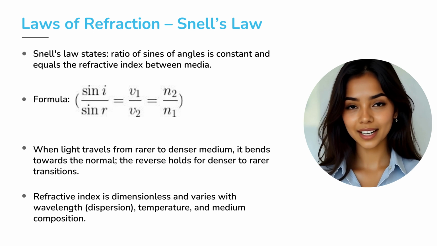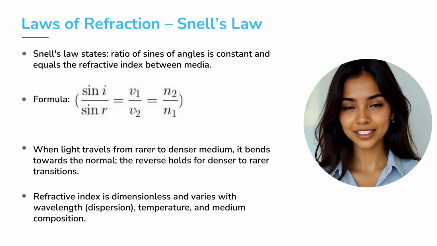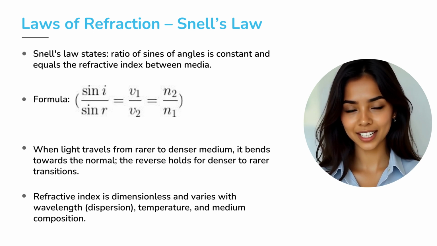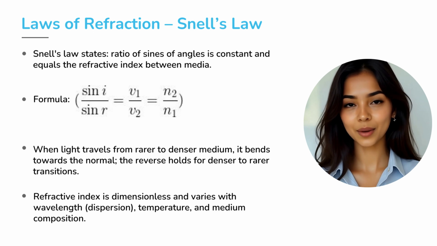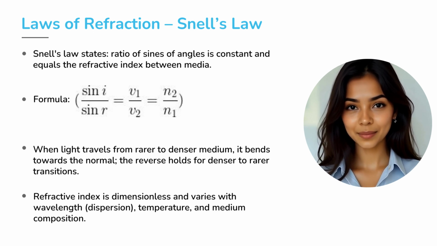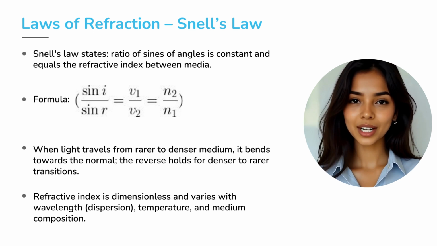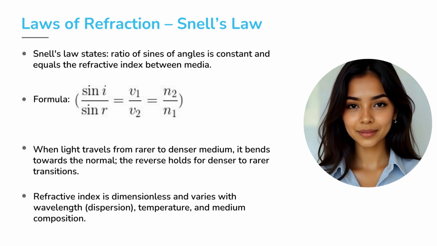Also, a cool fact, the refractive index is dimensionless, meaning it has no units, and it actually changes slightly with the color of light, a phenomenon called dispersion, plus factors like temperature and the exact makeup of the medium. This explains why a prism splits white light into a rainbow of colors.